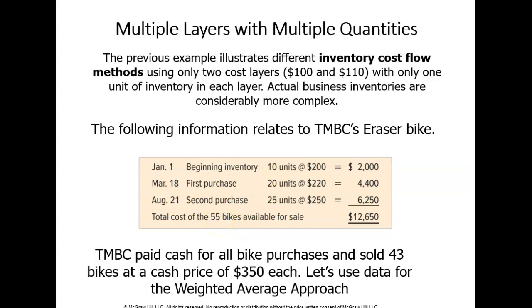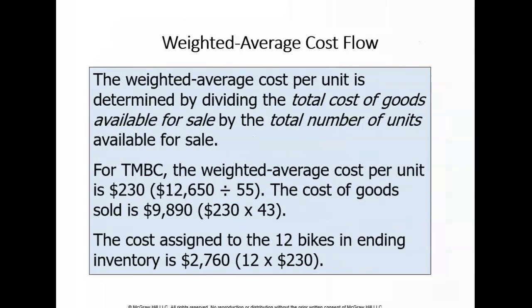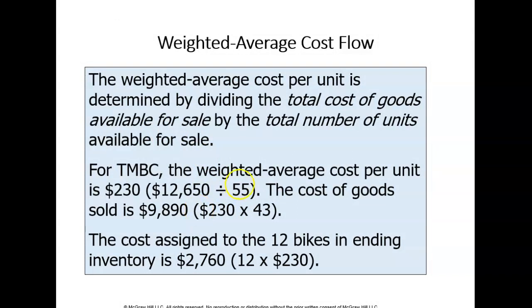So do me a favor, please. Take 12,650, divide that by 55 to determine what's going to be your average cost per bike. So the 12,650 divided by 55 gives us an average cost of $230 per bike. Now we sold 43 bikes, right? So multiply the average cost times the quantity sold. So your cost of goods sold with the weighted average approach will equal $9,890.